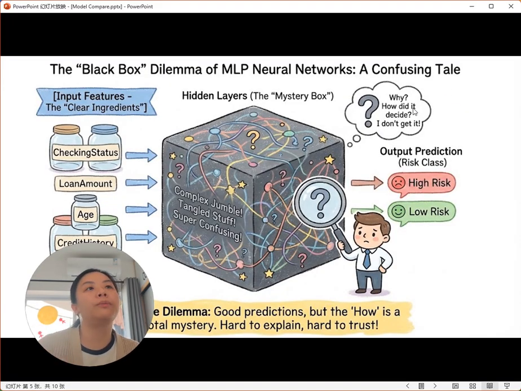But for MLP, it has the black box dilemma, which means it has so many hidden layers, and although we are the users, we cannot explain why we have this result. The only thing we can do is input the data and then we get one result, but we don't know why. It's hard to explain, also hard to trust.